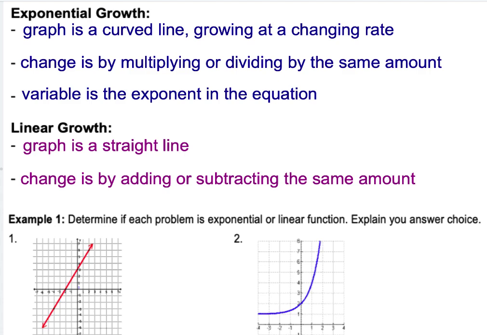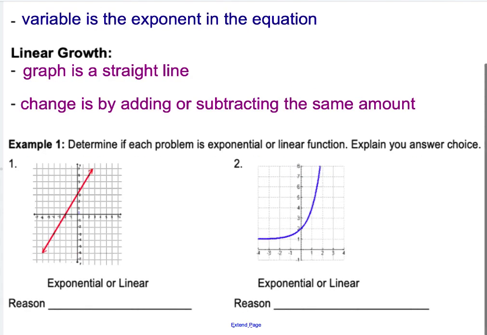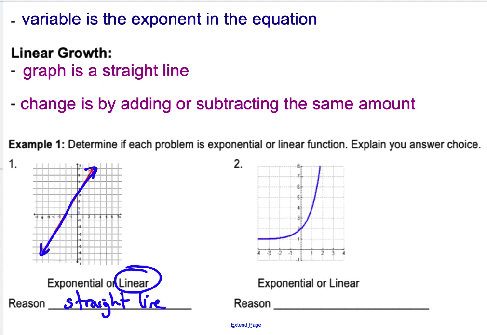All right, so now we're going to look at some different examples and identify which is which. For the next one, these ones are pretty straightforward. That one is clearly a straight line, so it is a linear equation. The next one is a curved line, so it is exponential. You'll see it's growing by larger and larger amounts each time it goes up.